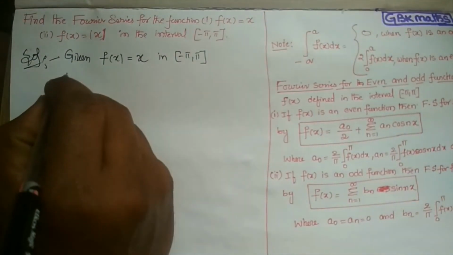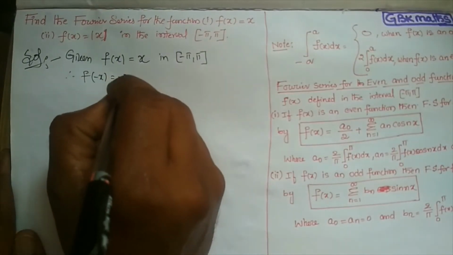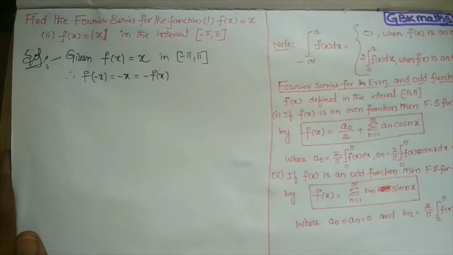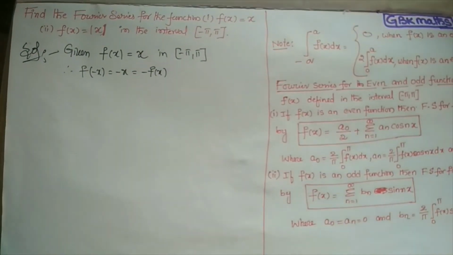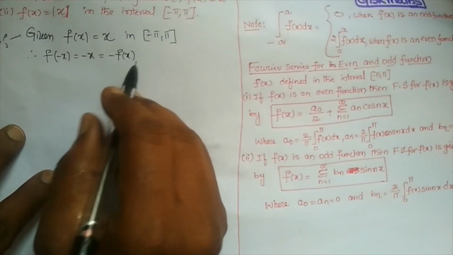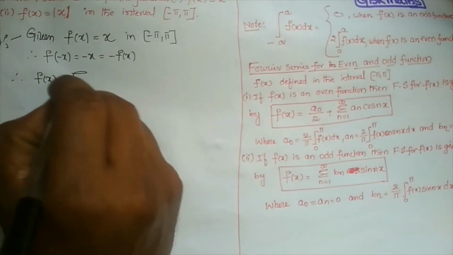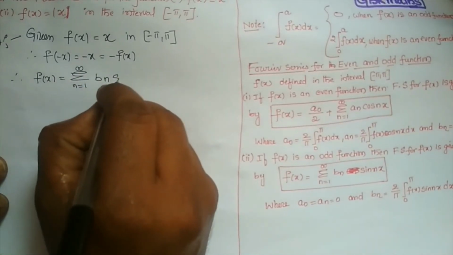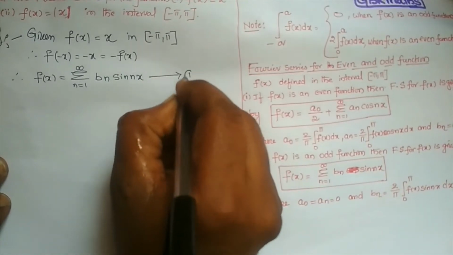So what is the definition? f of minus x is equal to minus x, so this is minus f of x. The given function is an odd function, so we should follow this formula. Therefore the Fourier series for the odd function f of x is equal to summation n is equal to 1 to infinity bn sin nx, which is called equation number 1.